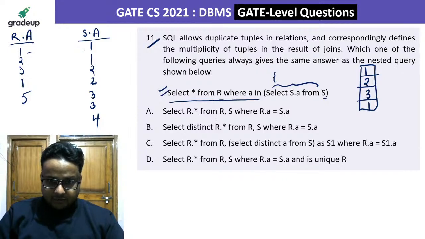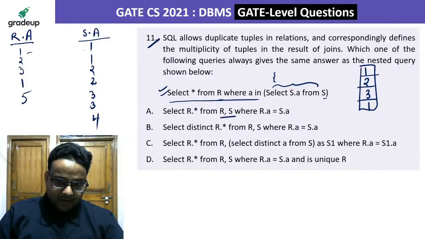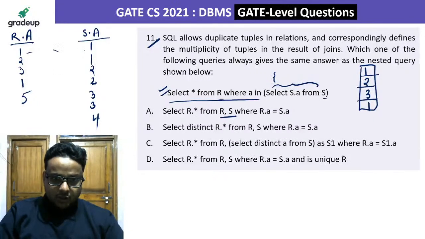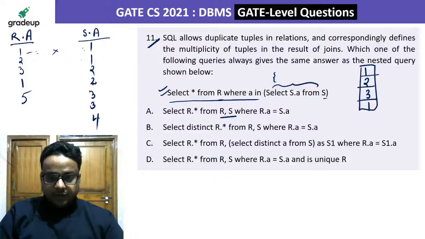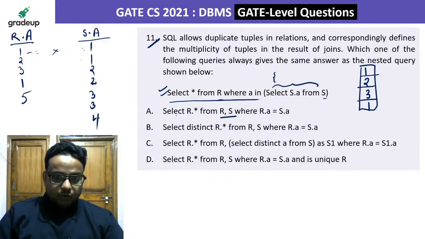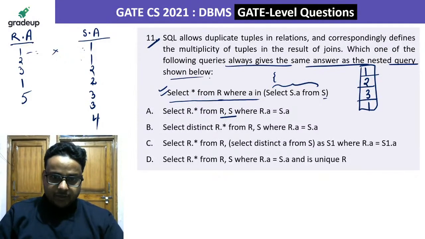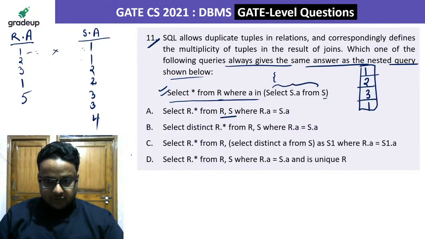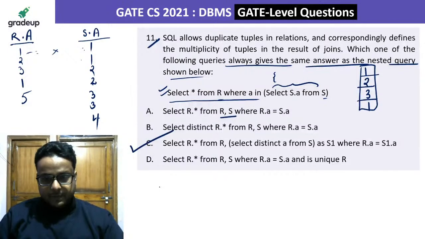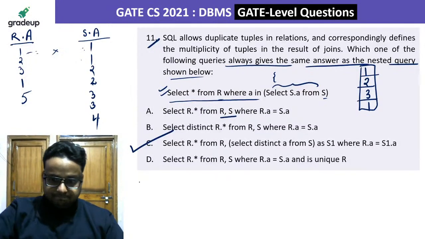Select r dot star from r comma s where r dot a. Okay, r comma s means all the combinations you have to take, like 1 1, 1 2, then 1 1 again, 1 2 again, so many combinations. They are asking which one of the following queries always gives the same answer as the nested query. So the answer of this question will be option number C. Okay.